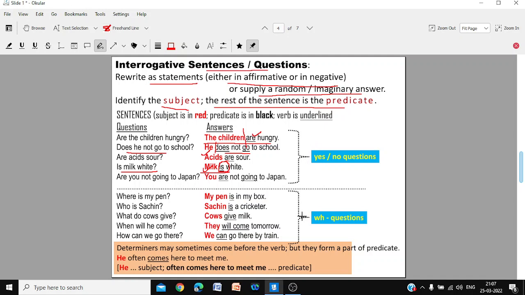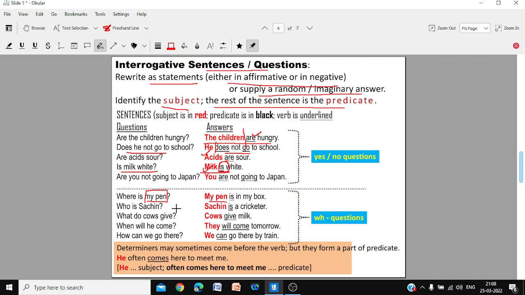Now for WH questions, where is my pen? Now I really don't know where is your pen, but just supply a random answer. My pen is in my box. You can also say my pen is in my drawer. You can say my pen is in my pocket. It really makes no difference, but now you know the subject. And once you know the subject, the remaining part should be predicate.